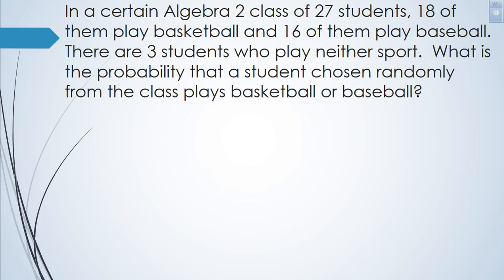So on the second problem, it says in a certain Algebra 2 class of 27 students, 18 of them play basketball and 16 of them play baseball. There are 3 students who play neither sport. What is the probability that a student chosen randomly from the class plays basketball or baseball?